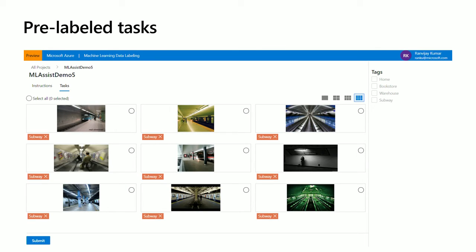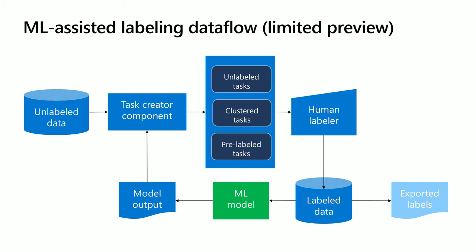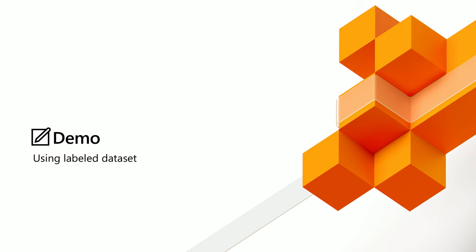In this particular case, again, it's a classification, same data set, and all of these are pre-labeled with Subway because they are, and the labeler just needs to review it, select all, and submit. This accelerates the entire labeling process significantly. We have seen significant improvement in the labeling time taken and quality when we did our experiments here. Now, this continues till all of your unlabeled data has been labeled. Then you can export those labels. And then I'll hand it over to Cody to show you how you can use the labels that we exported to train a machine learning model.